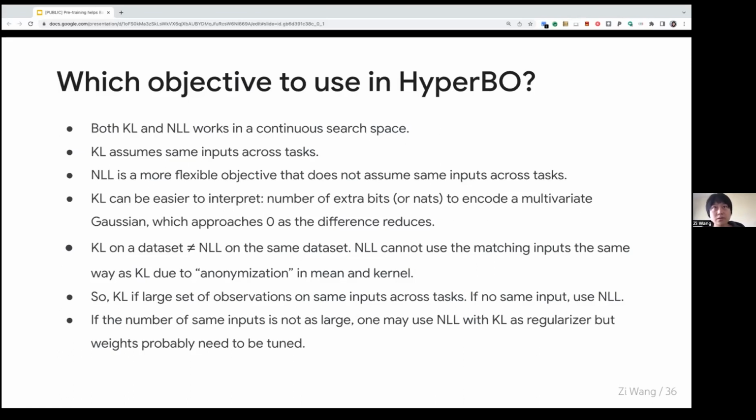So there are a lot of trade-offs here. KL can be easier to interpret, for example, it's the number of extra bits or nats to encode the multivariate Gaussian. And notice here that KL on the data set is not NLL on the same data set, because the negative log likelihood can't really use the matching inputs the same way as KL. I can explain more later. Roughly, if we have a relatively large set of observations on the same inputs across tasks, KL would work better. And if there are no same inputs, then we can't use KL, so just use NLL.